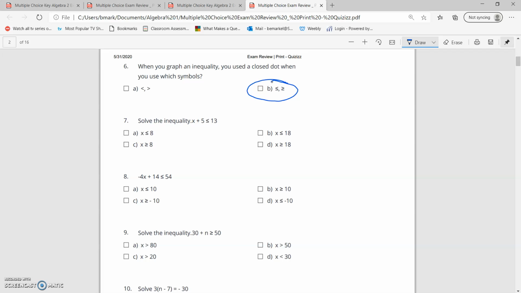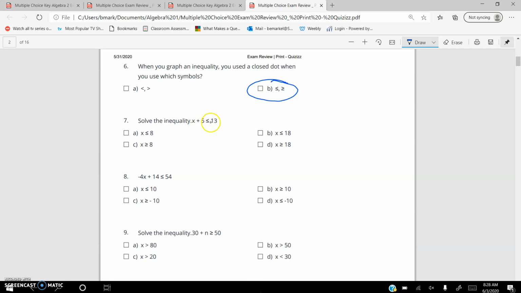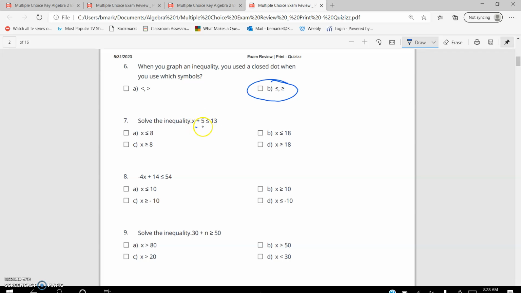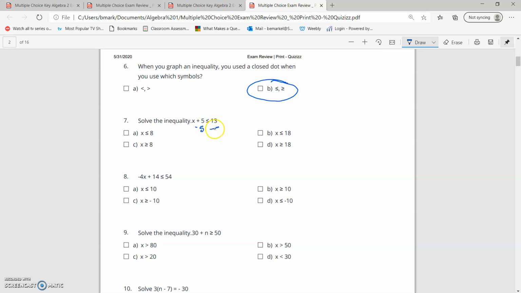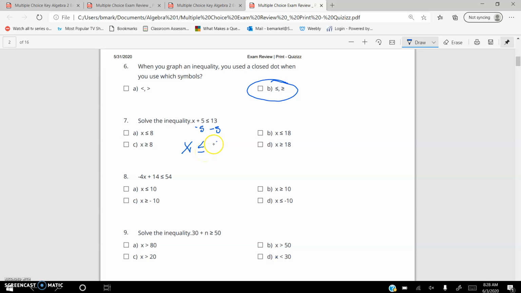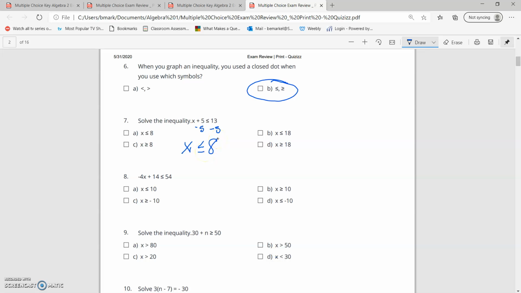If I wanted to solve this inequality, x plus 5 is less than or equal to 13, I need 5 on the other side, so I'm going to subtract 5 from both sides. X is less than or equal to 13 minus 5, which is 8. I'm not going to flip my inequality because I didn't multiply or divide by a negative. And then I can do the next problem.